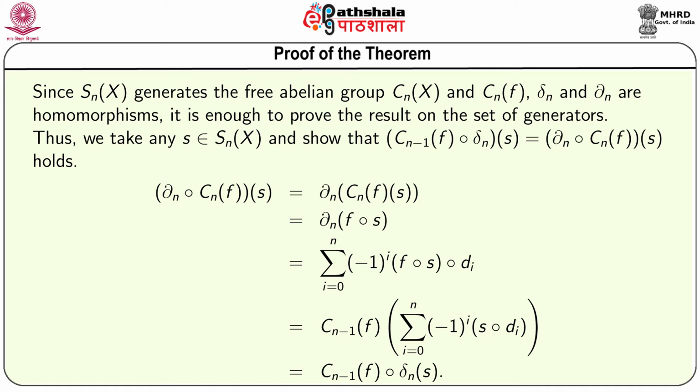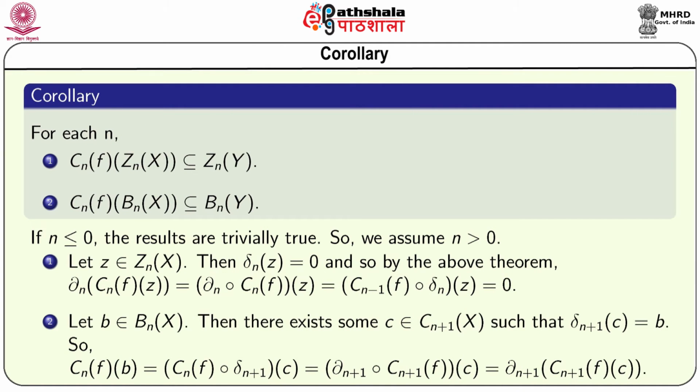But that is the same thing as C_{n-1}(f) operated on the element summation (-1)^i S composed d_i, i equal to 0 to n. Whatever is written inside the brackets is actually delta n S. So, what we get is del n compose C_n(f) operated on S is equal to C_{n-1}(f) compose delta n operated on S. From this theorem, we get a corollary that for each n, C_n(f) will take the whole of Z_n(X) inside Z_n(Y). That means, cycles are mapped to cycles.